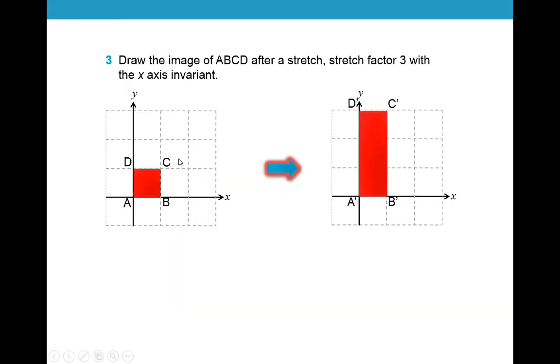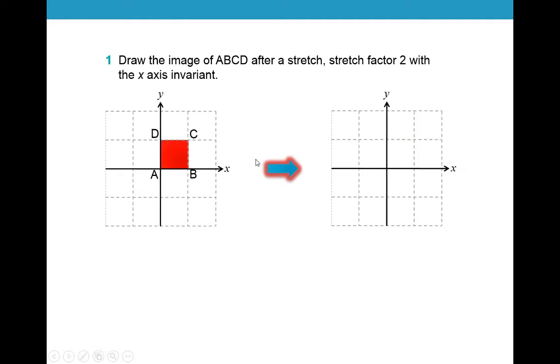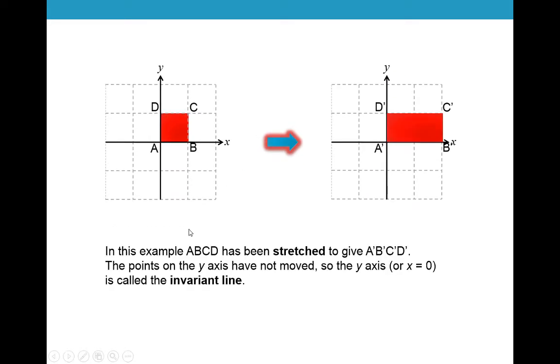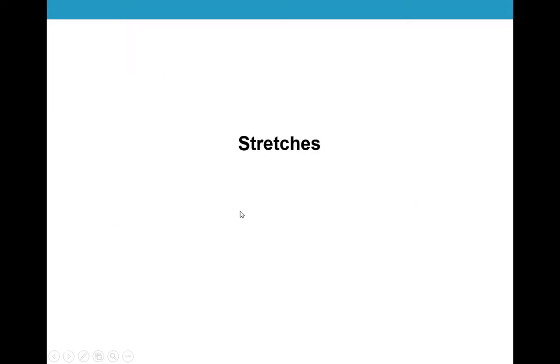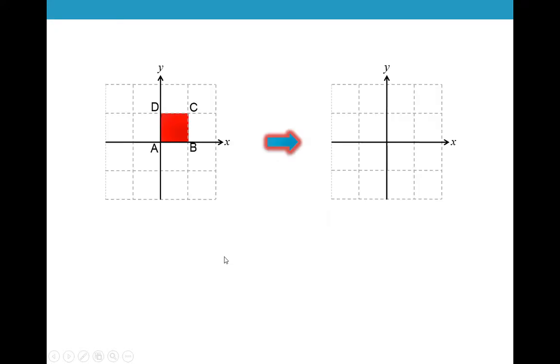So a stretch factor of 3 where the x-axis is invariant. I'll go back to a few more questions. Here we go. Right, let's go back to the beginning. Okay, this, believe it or not, is IGCSE.